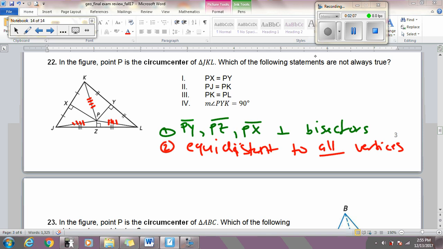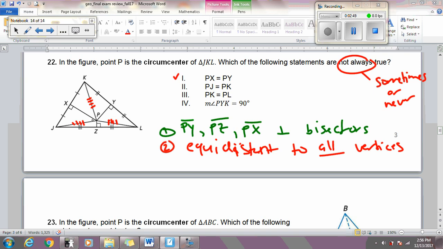It says, which of the following are not always true? In other words, sometimes true or never true. Okay? So number one says PX, right here, one of your perpendicular bisectors, is equal to PY, the other perpendicular bisector. And that's not always true, so let's check that.